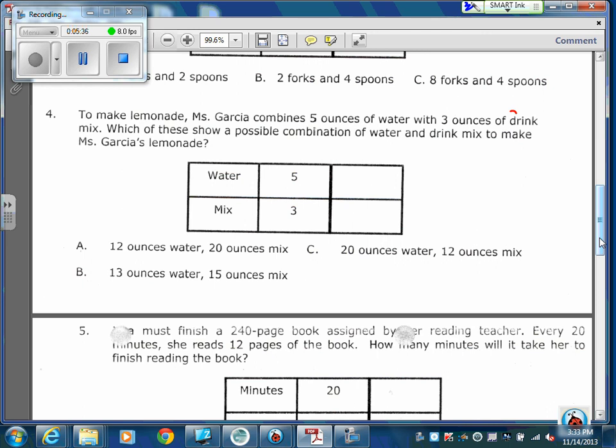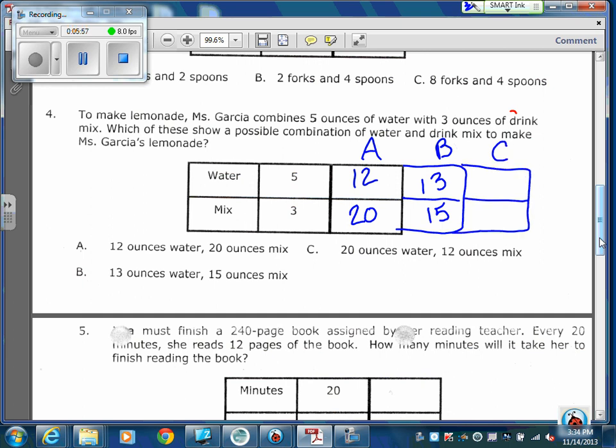It started with 5 ounces of water to 3 ounces of the drink mix. A says that at that ratio, if I use 12 ounces of water, I would use 20 ounces of mix. B says that at the base ratio, I could use 13 ounces of water and 15 ounces of mix. And C says at that base ratio, I could use 20 ounces of water and 12 ounces of mix. You just need to prove or disprove. So I'll start at my base, and I look from 5 to 12, and there is no scale factor.